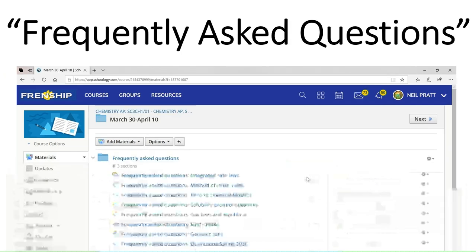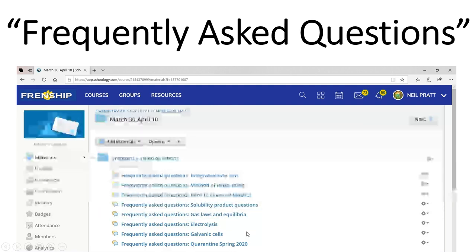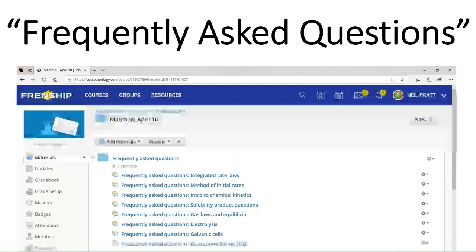Inside that folder, I've created a frequently asked questions folder, and so this is to hopefully avoid having to repeat answers. So if you have a question about the assignments, these are the different assignments here: integrated rate laws, method of initial rates, and so forth. If you have a question about a particular assignment, you might post it in the appropriate discussion. If you email it to me, that's fine also, and I will probably post it inside the appropriate discussion. Post the question and the answer.